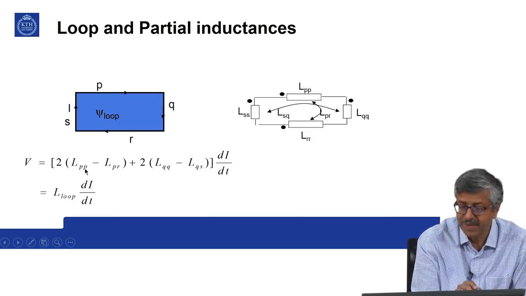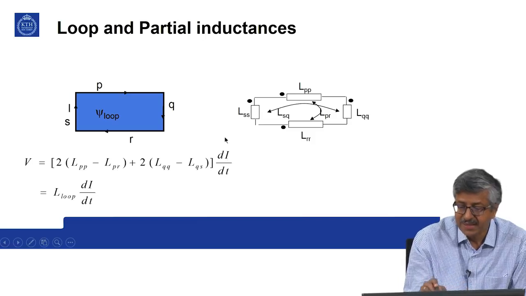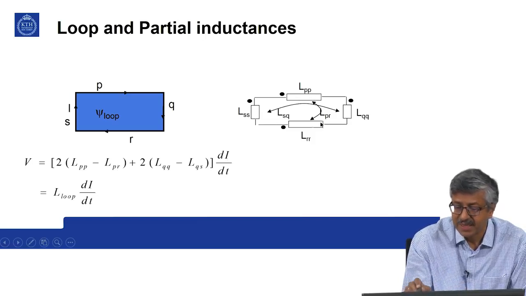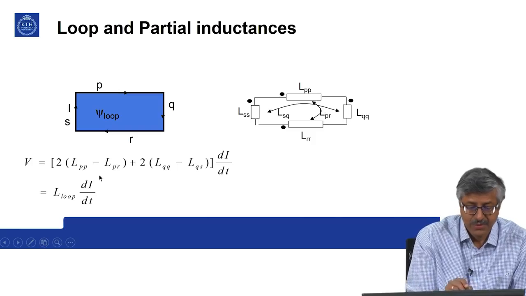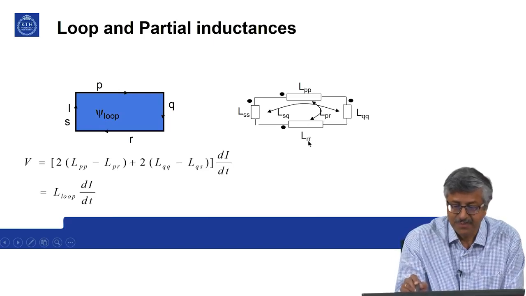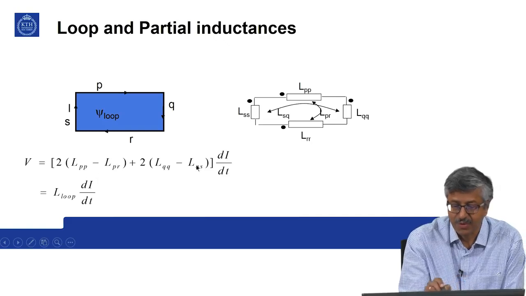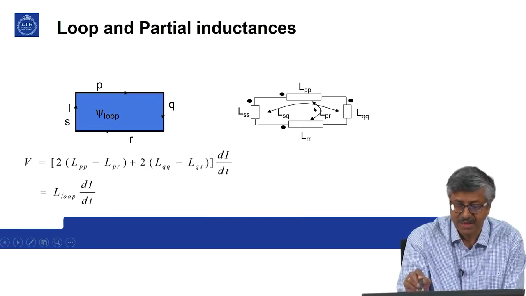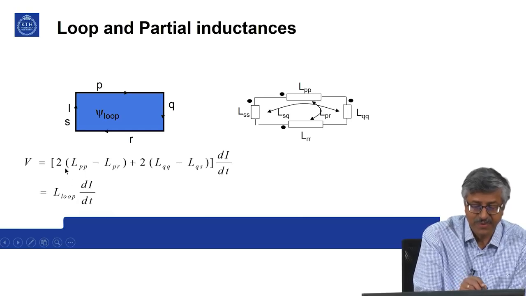So, L PP 2 times L PP, then L PR is between this and R, L QQ is this, L QS is between this and this. So, L PP and L RR are the same. That is why you have the factor 2 over here, because in either way it is the same one. So, you get loop inductance times di by dt. So, you can write it in this way.